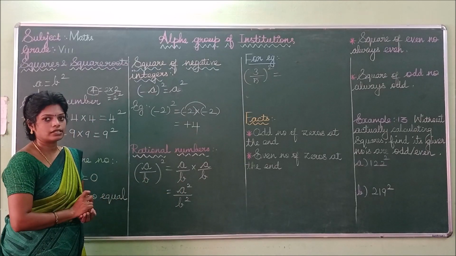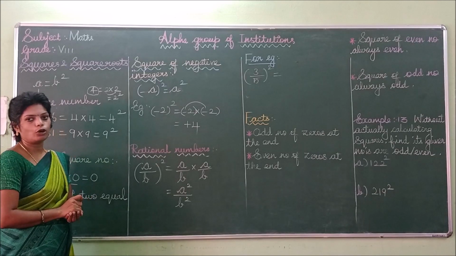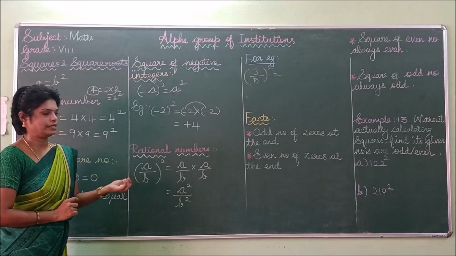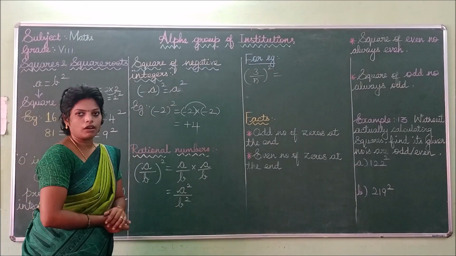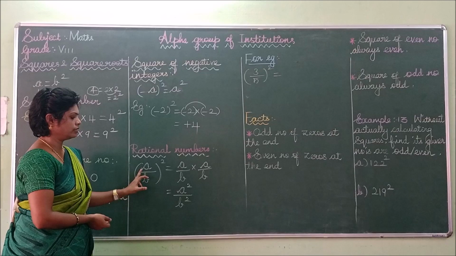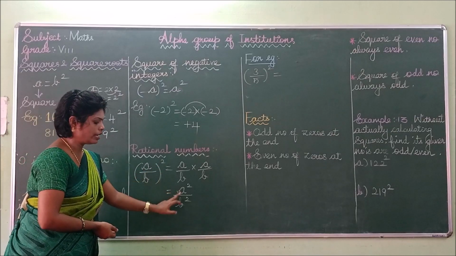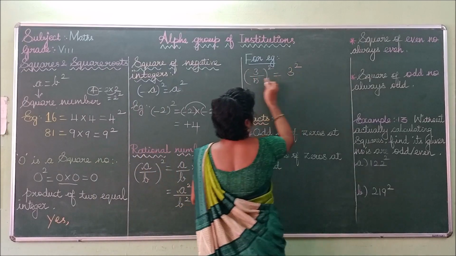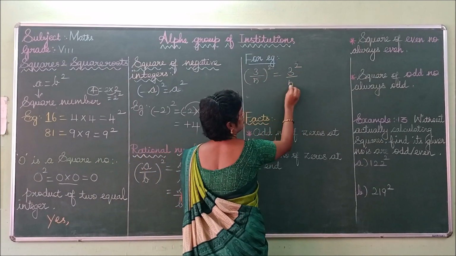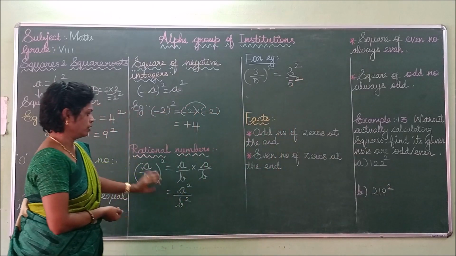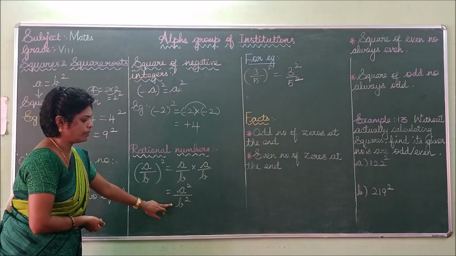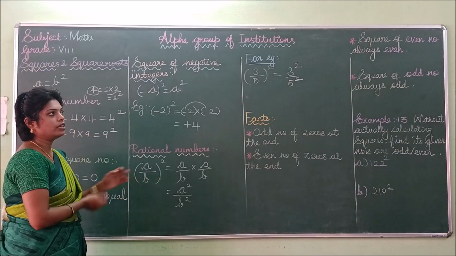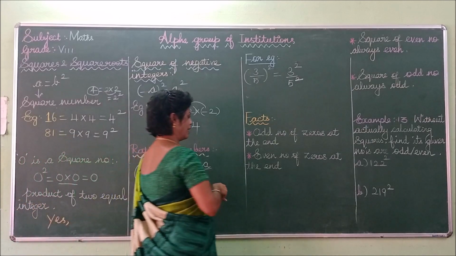Or else we have already shown the property in the previous exercise: a by b the whole power m equals a power m divided by b power m. So listen, now I am going to solve that one. Use this result: a by b the whole square equals a square by b square. So 3 by 5 the whole square can be written as 3 squared by 5 squared. What is 3 square? 3 into 3 is 9.